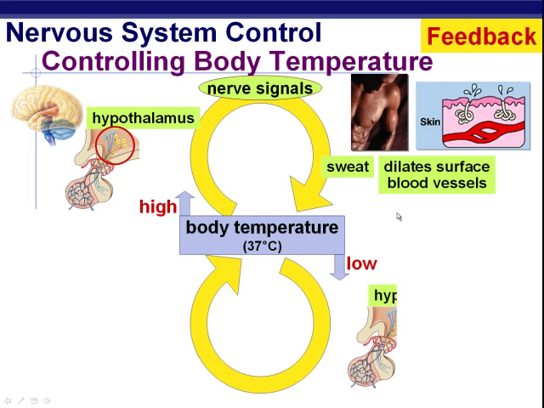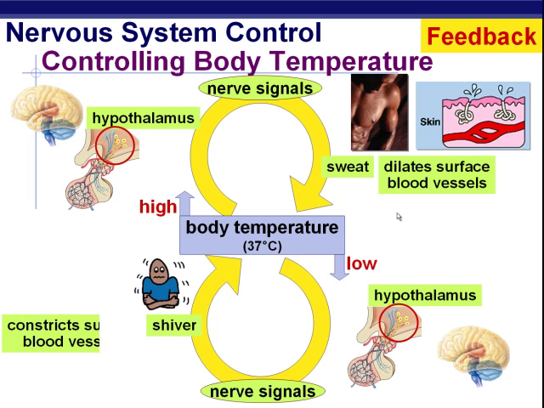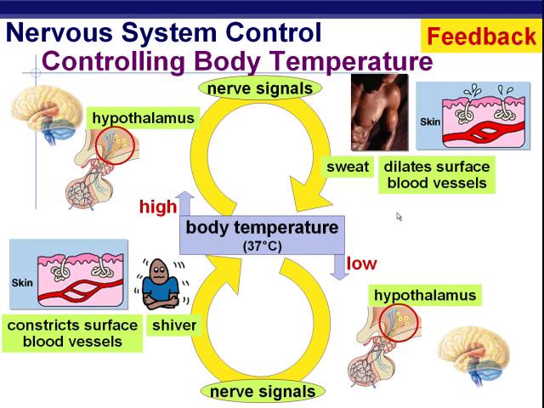So if our body temperature gets too low, too far below 37 degrees Celsius, then again, cells in your hypothalamus will send other nerve signals to other parts of your body, your muscles, and cause you to shiver. That shivering acts to bring up your body temperature due to the kinetic motion that you're experiencing, and also acts to constrict surface blood vessels so that we keep too much heat from getting to your skin surface, and we retain that heat in the core of your body.